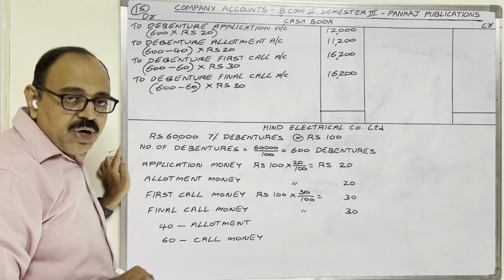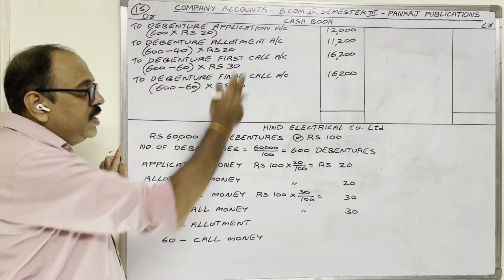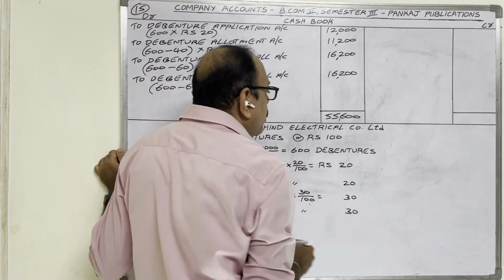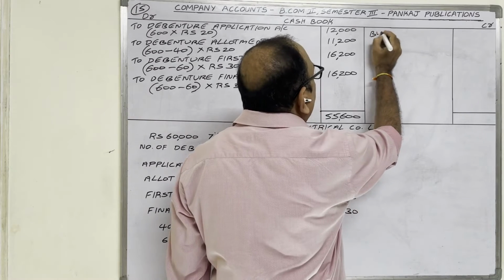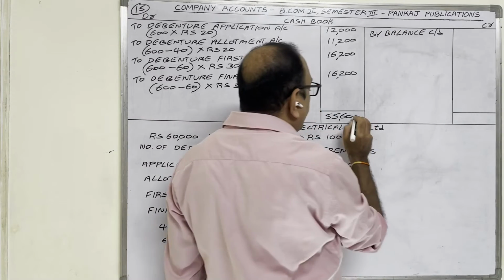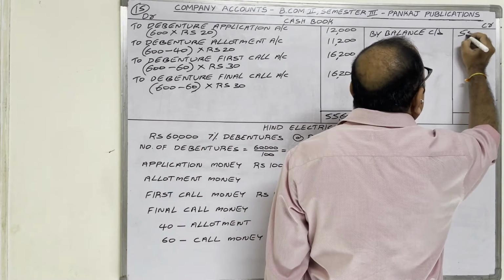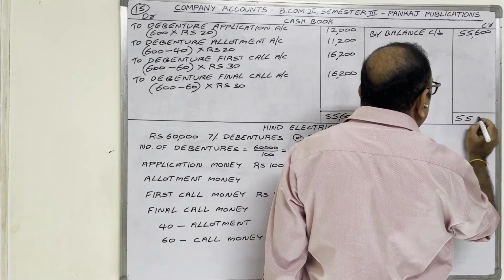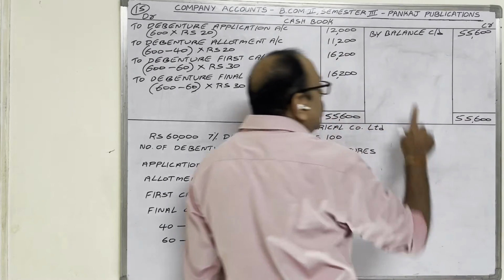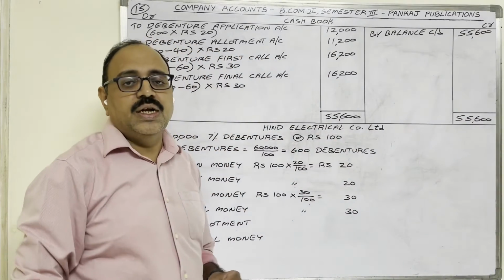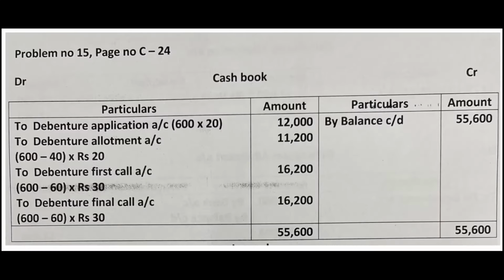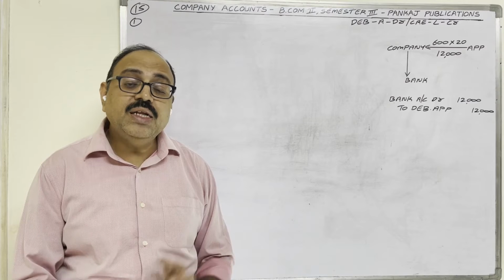So posting is completed. Next step is balancing. Debit side total is 55,600. Credit side by balance carried down, same amount, 55,600. If you prepare a balance sheet, under the asset side as bank balance, you have to show this 55,600. So cash book is completed. Next come to journal. Take a screenshot of the cash book. Next we'll write journal entries.